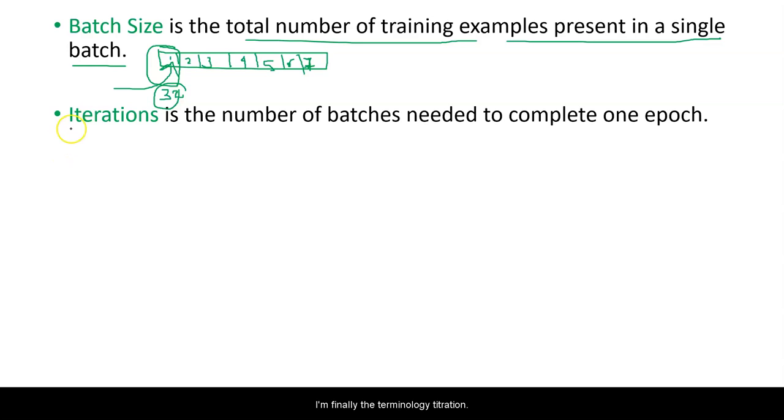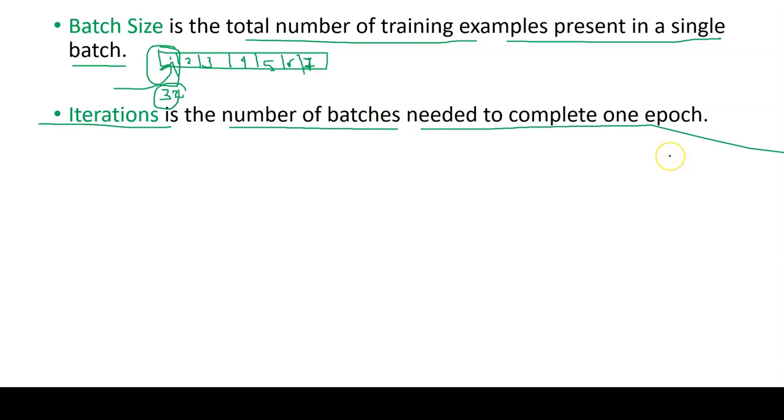And finally, the terminology iteration. So iteration is the number of batches, right? The number of batches needed to complete one epoch. So you have the 3 terminologies: epochs, batch size and iteration.